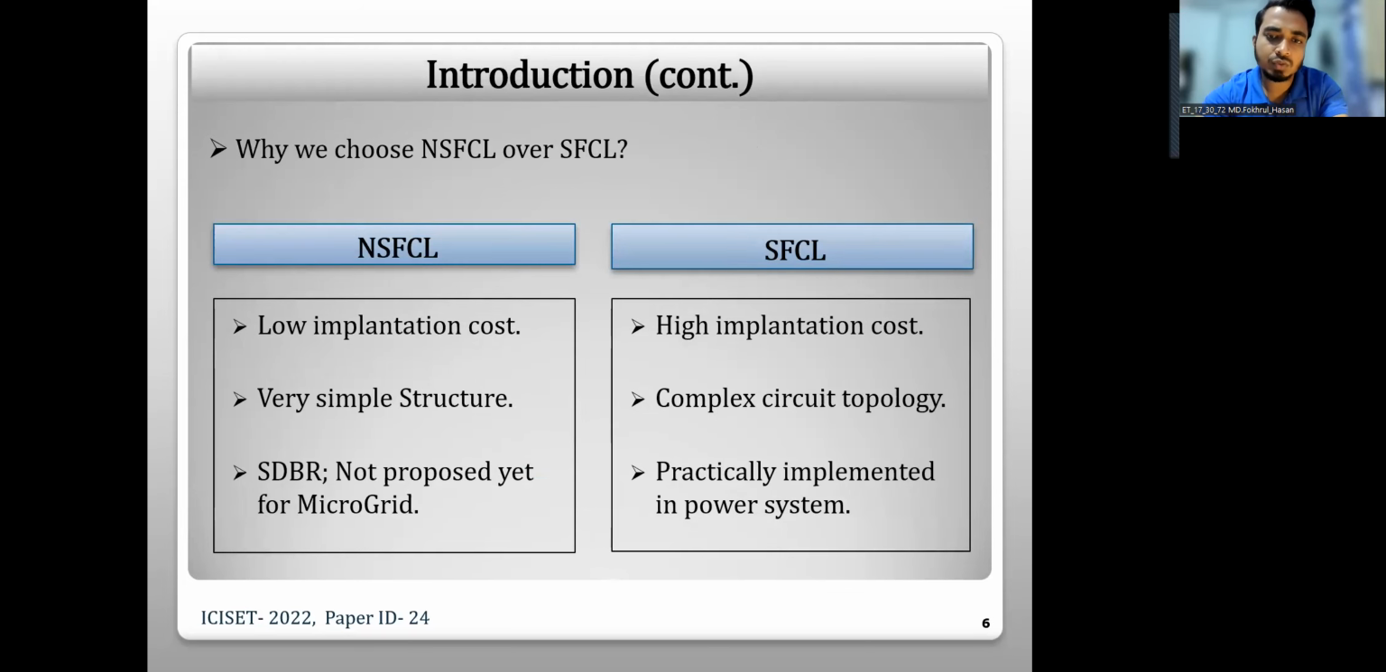This slide shows our proposed system. We have used two fault current limiters at the terminals of PV and biomass to reduce the fault current. Later, we will discuss in detail.